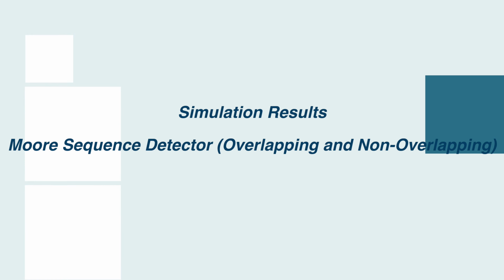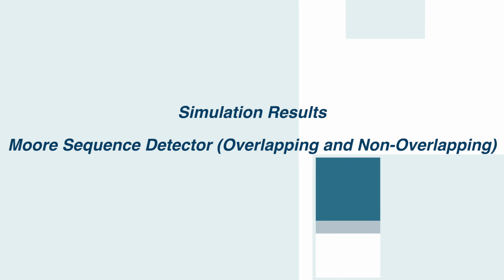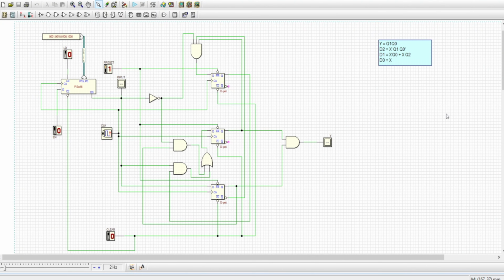Now, let me show you the simulation results for both overlapping and the non-overlapping sequence detector. Based on the Boolean equations that we got for the overlapping sequence detector, this is the logic circuit of the detector. Here, the flip-flops from the top to bottom are D2, D1 and D0 flip-flops. As you can see, here the input to the circuit is applied through a shift register. For providing the input to the detector, I have used the parallel in serial out type shift register.